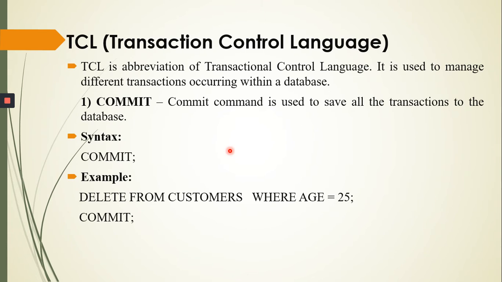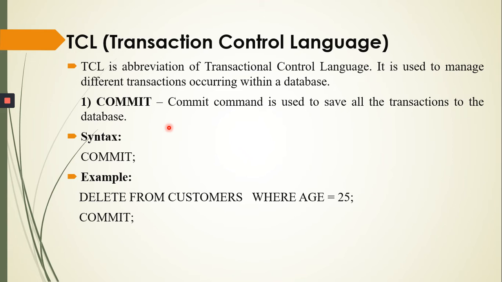Next is TCL command. TCL is the abbreviation of Transaction Control Language. It is used to manage different transactions occurring within the database. On a database we can insert data, update data and delete data. First is the commit command. The commit command is used to save all the transactions to the database.